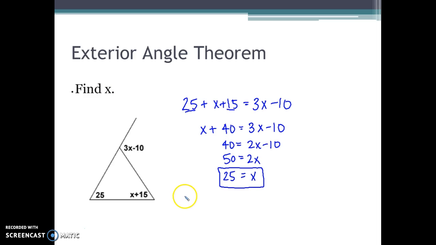Now keep in mind, I was solving for x, so even though we have this 25 down here, doesn't mean that my angle is 25. It means that x is 25. So if I plug x in, I get 75 minus 10, or 65. And that is it for this video.